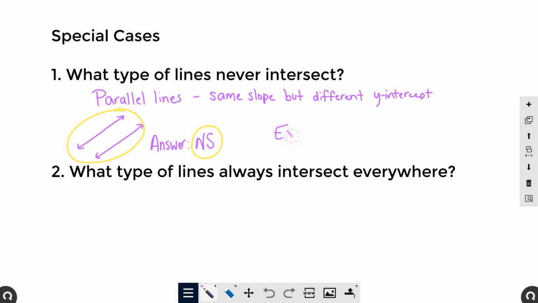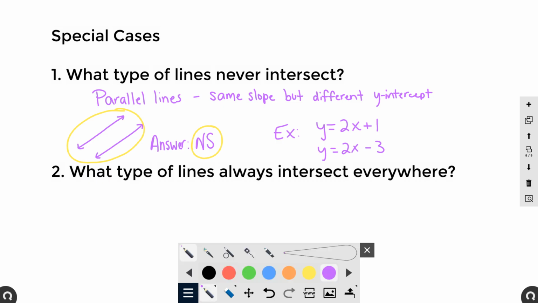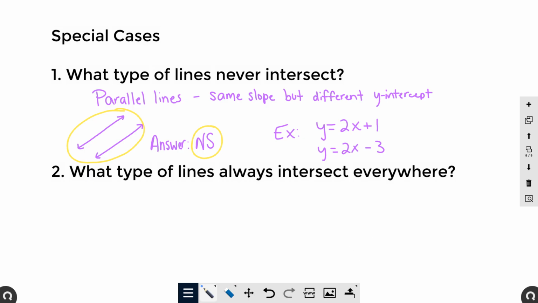So when you solve the equations, I'll just put an example right here. It could be like 2x plus 1 and 2x minus 3. That would be 2 lines that are parallel that don't cross. Again, on your homework, you still graph the lines, but your answer would then be no solution. All right, we've got one last question. What type of lines always intersect everywhere?